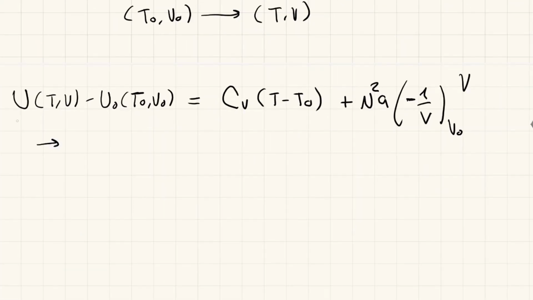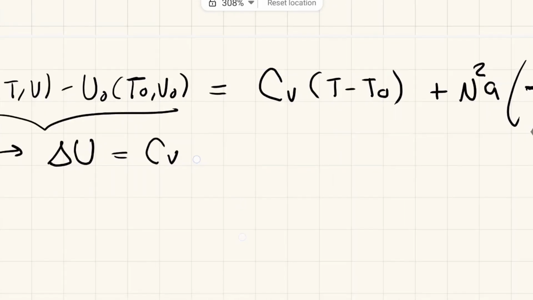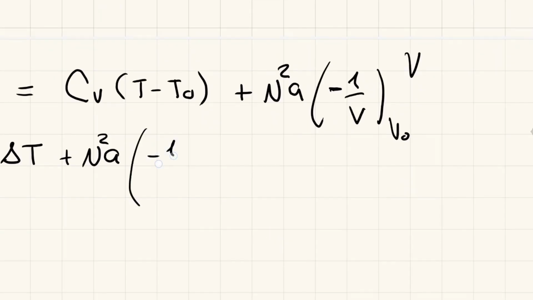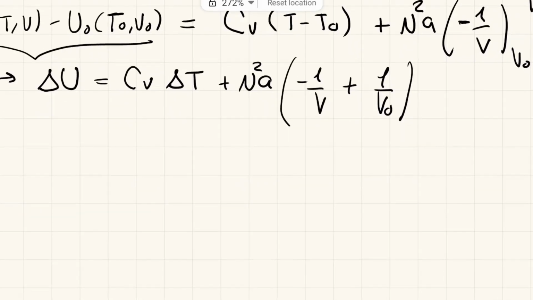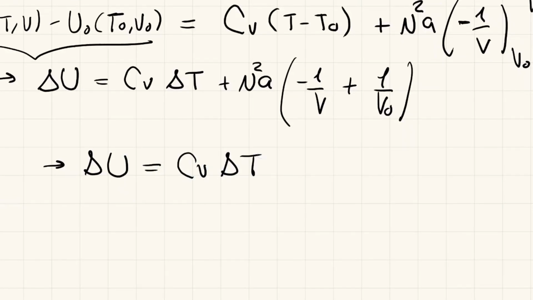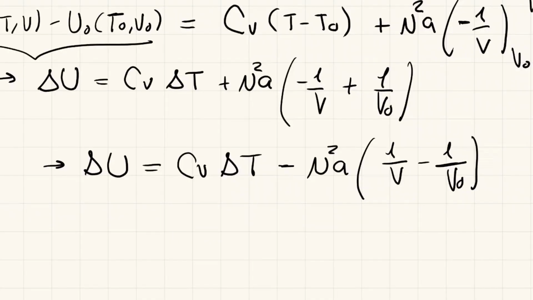Okay, so from here we can rewrite this expression as the change in the internal energy equal to the heat capacity times some change in the temperature, right? Like this, and then plus n squared a, and then we will get minus 1 divided by v, and because of the fundamental theorem of calculus, we have plus 1 divided by v0. And if we factor a minus sign in the last expression, we will get that the change in internal energy is equal to the heat capacity times the change in the temperature minus n squared a times 1 divided by v minus 1 divided by v0, which is the initial volume.